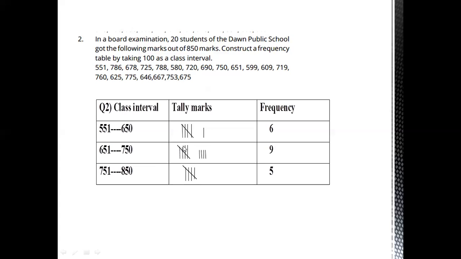So how can you draw the tally marks? 1 2 3 4 lines, and the fifth one crosses them, and then 6 7 8 and 9. So this is the tally mark.